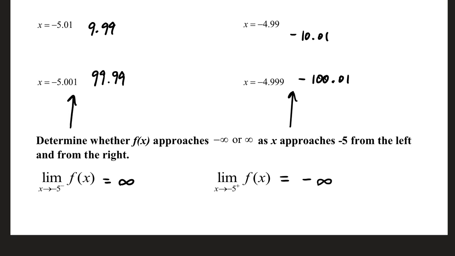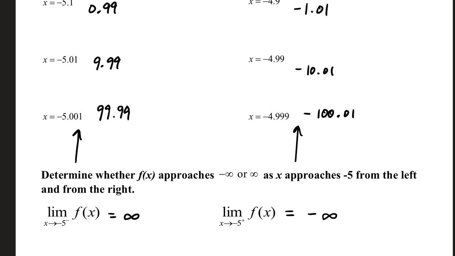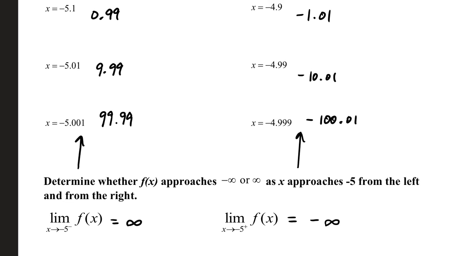Our limits are approaching -5 from the left and from the right. This value is when we approached -5 from the left, our y values kept getting larger and larger. The more zeros you put here, the larger that gets. Positive infinity. In the right column, we looked at x values that approach -5, but from the right side. These values get more and more negative. The more 9s you put behind the 4, the more negative your answer will get.